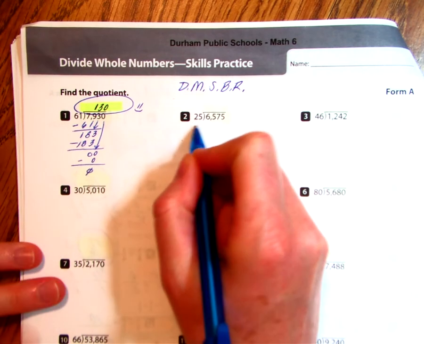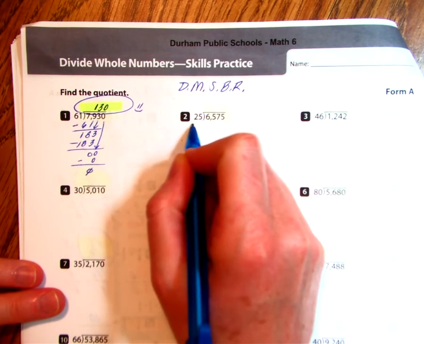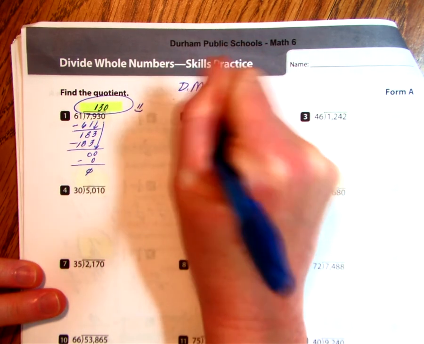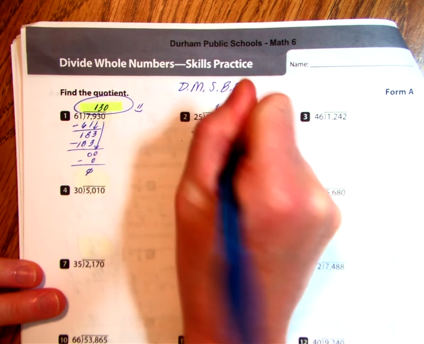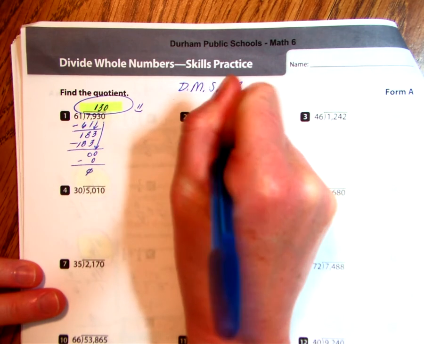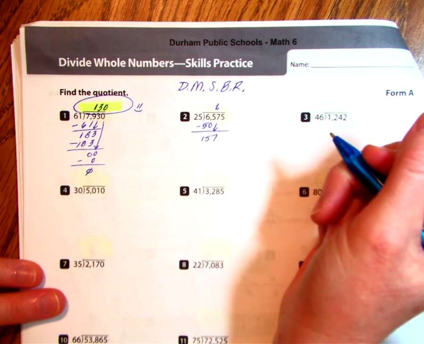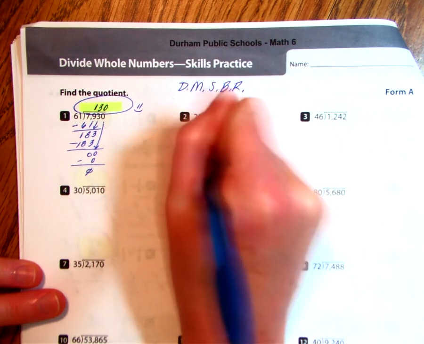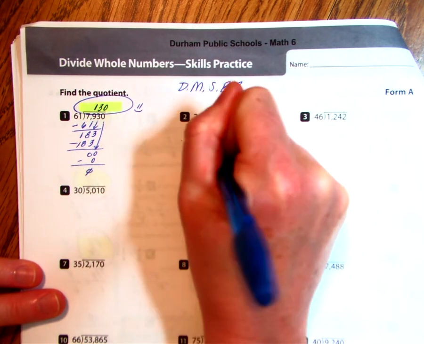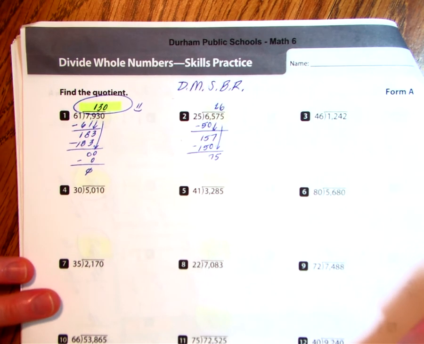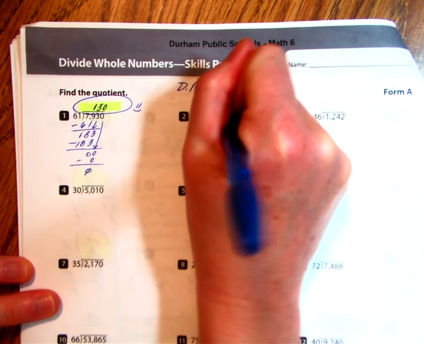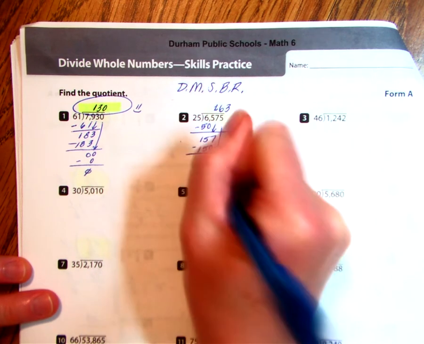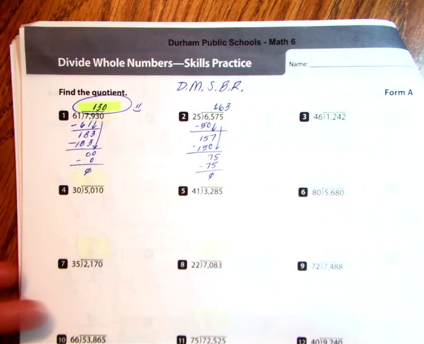So you always ask yourself first, 25 goes into 6? Nope. 25 goes into 65? Yes. 2 times. 2 times 25 is 50. Subtract. Bring down. 25 goes into 157 6 times. 6 times 25 is 150. Subtract. Bring down. 25 goes into 75 3 times. 3 times 25 is 75. Subtract, and nothing left to bring down, and your remainder is 0.